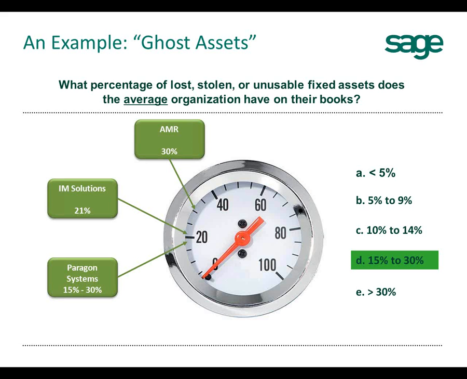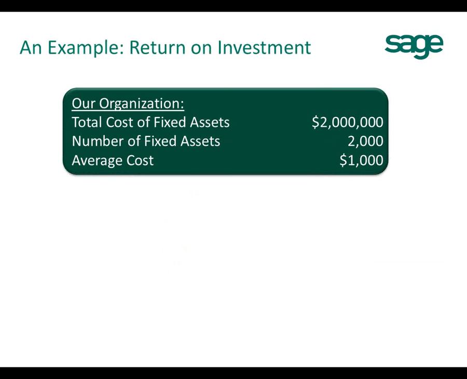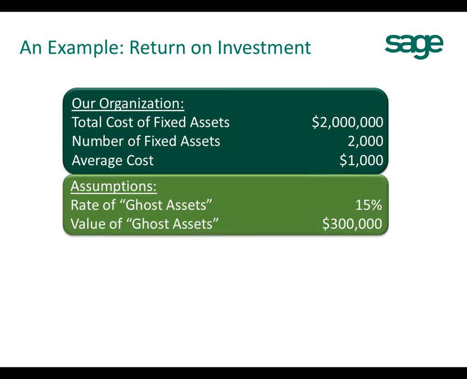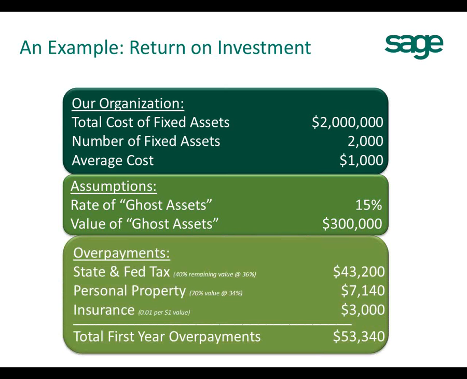Taking a look at those numbers and trying to figure out what the ROI for your company would be is pretty simple. Assuming that you had an organization where you had about 2,000 fixed assets, the average cost of those assets is about $1,000 each, so the total cost of your fixed assets is $2 million. With a very conservative number of 15%, your ghost asset values come to $300,000. Assuming that you're overpaying on state and federal taxes, personal property and insurance, the first year overpayment is $53,340.